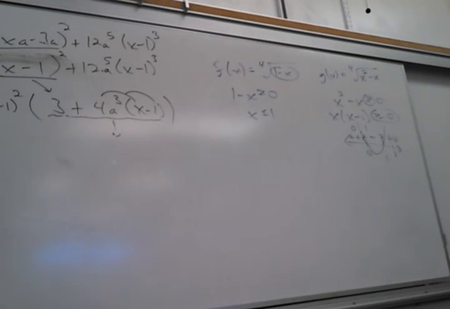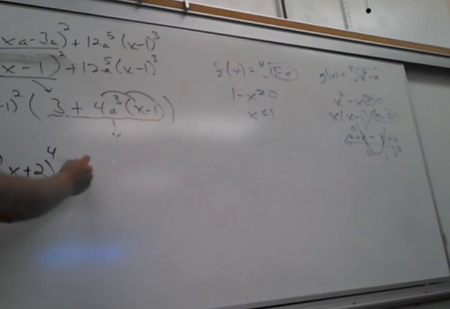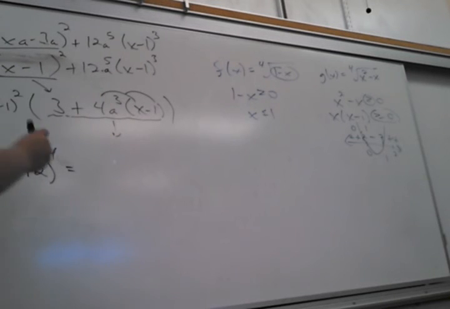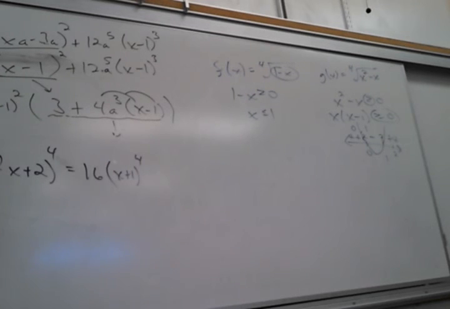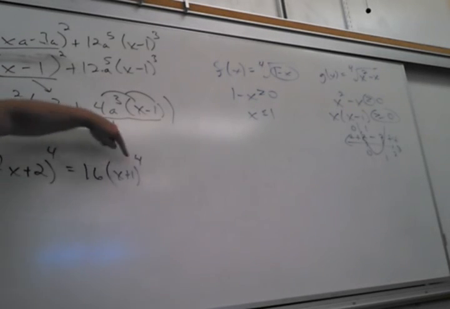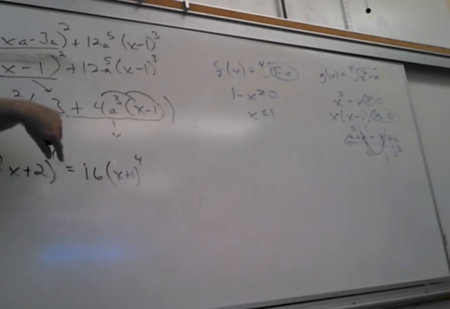So whenever you pull them out of the square like that, or whatever power it is, you've got to apply that power to it. So if I had 2x plus 2 to the 4th power, you have to pull 16. And what's left? X plus 1 to the 4th power. Because each 2x plus 2, I pull a 2 out of, and each 2x plus 2 would have an x plus 1 left over. And I do that 4 times. So of course I get this. Okay, cool.